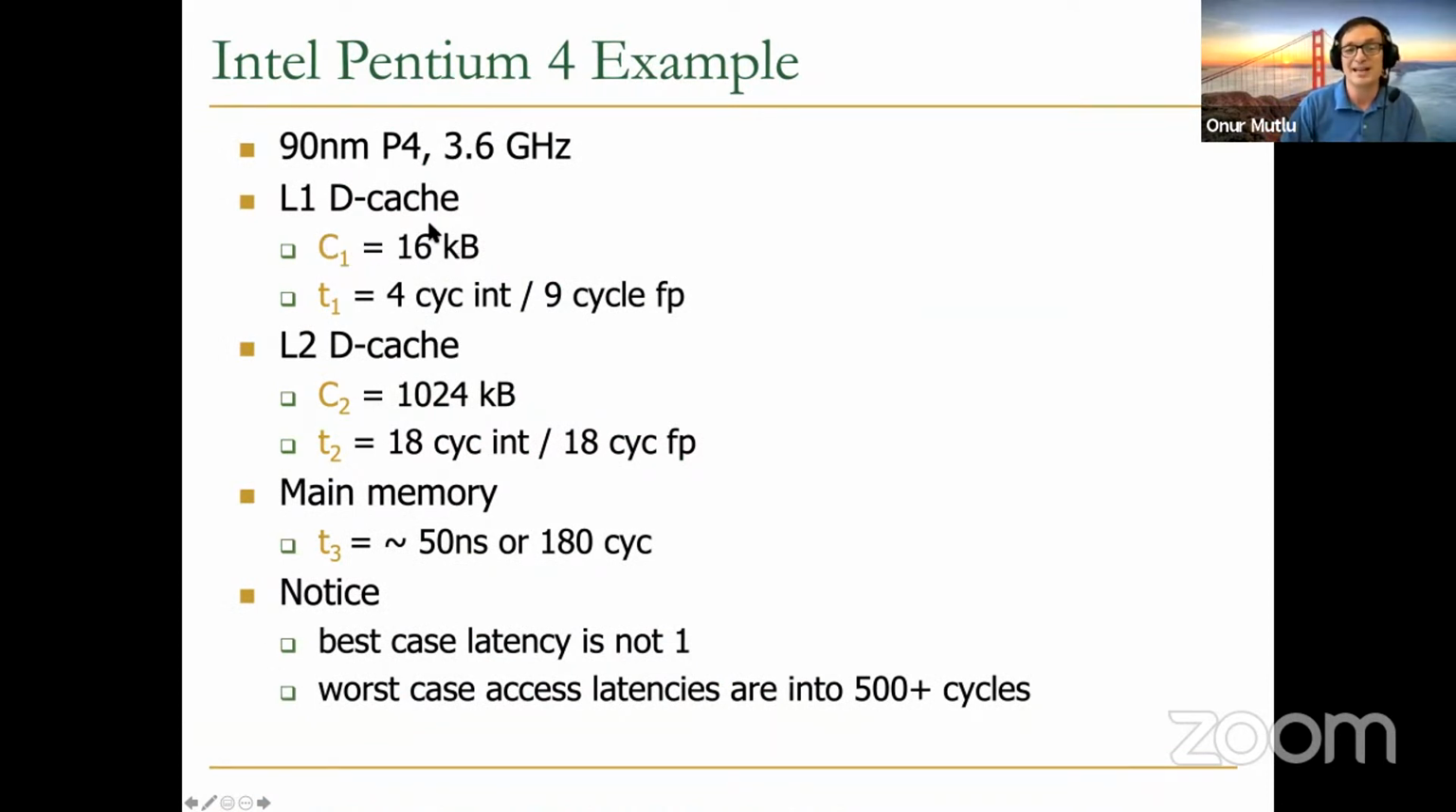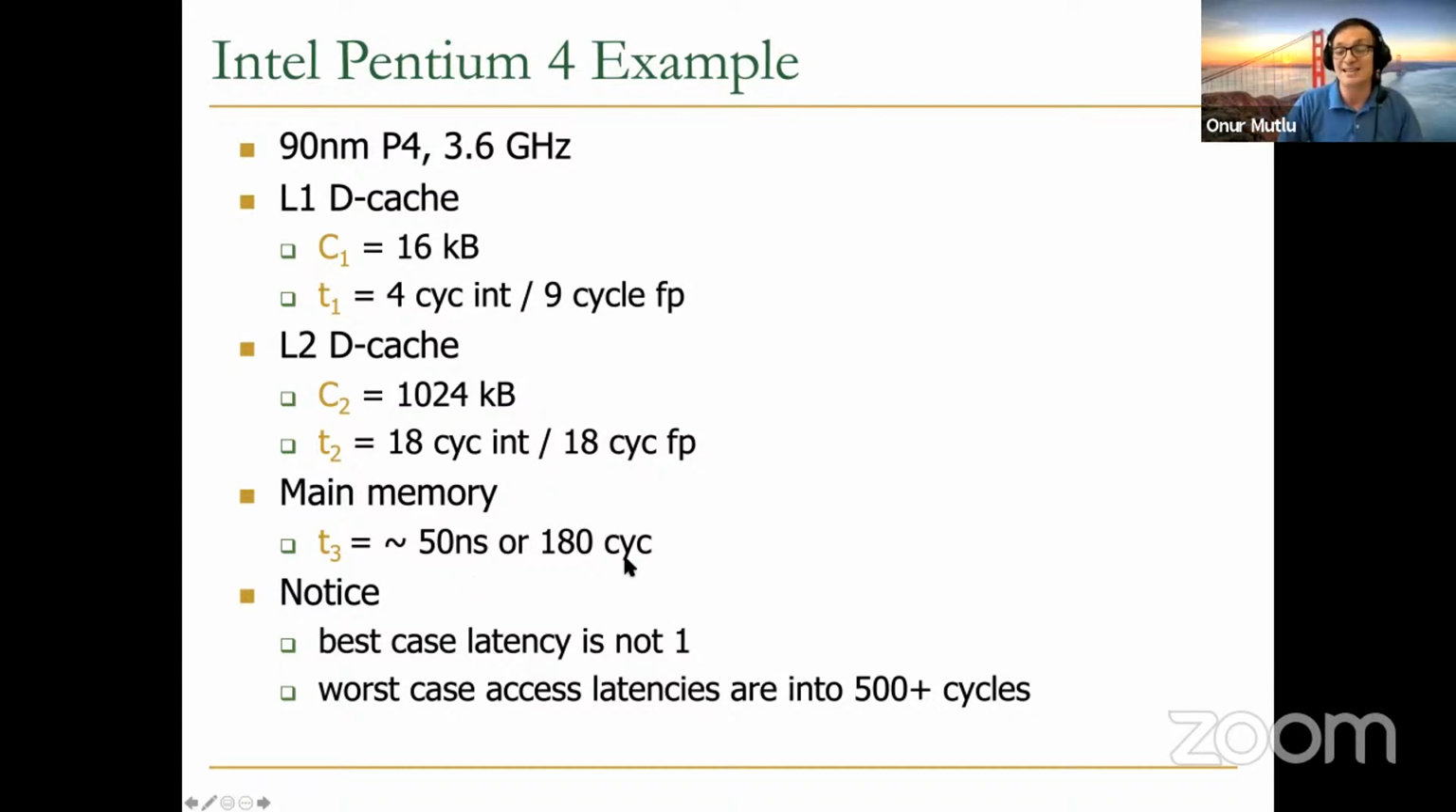Basically, the capacity of the L1 cache is 16 kilobytes. Intrinsic access time is 4 cycles for integers. Ignore the floating point, because floating point requires wider values, so they require longer cycles. L2 data cache capacity is 1 megabyte in this particular processor, and the access time is 18 cycles. Very interesting, right? For main memory, we're going to assume that the intrinsic access time is 50 nanoseconds or 180 cycles. And this is very optimistic, by the way. Usually, main memories are much longer.